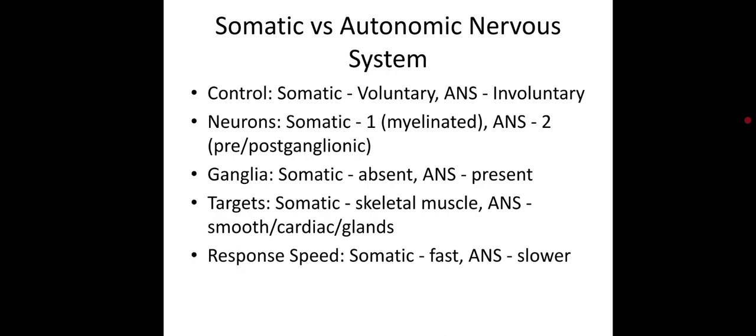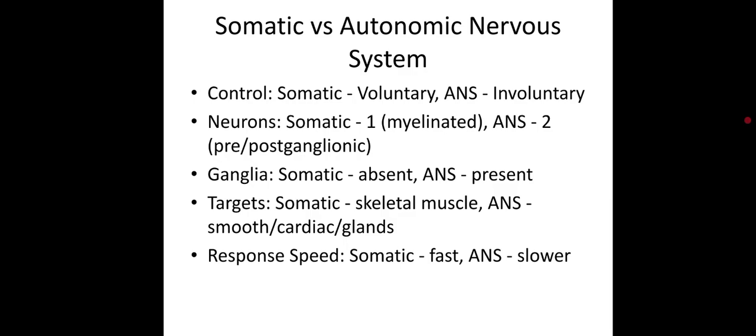What about neurons? In somatic, myelinated neurons are present, while in case of autonomic, there is only one neuron that originates from the center and terminates at the organ site. While in case of autonomic nervous system, there are two neurons involved, preganglionic and postganglionic. Depending upon if it is sympathetic nervous system, preganglionic will be short, postganglionic fiber will be long. While in case of parasympathetic nervous system, preganglionic will be long and postganglionic will be short. And in ANS, neurons are non-myelinated.